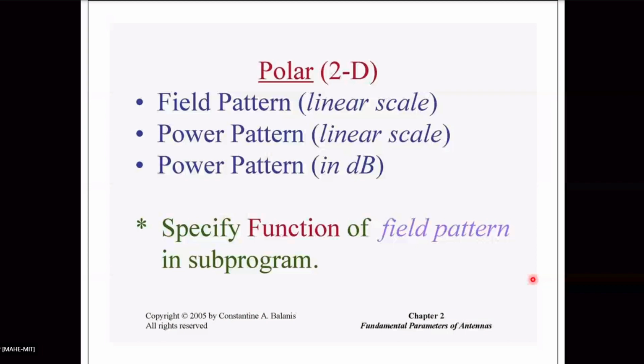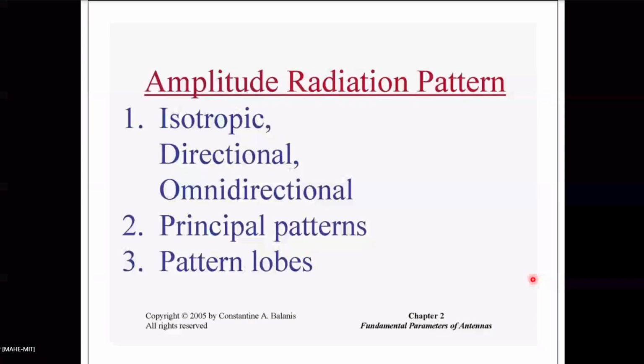Okay. Amplitude radiation pattern means plotting the amplitude with respect to angle, theta and phi. When we plot, we can make three classifications: an isotropic source, a directional pattern, and an omnidirectional pattern.